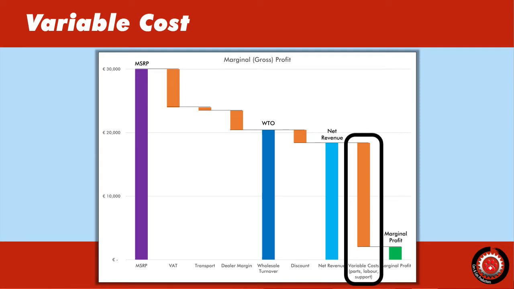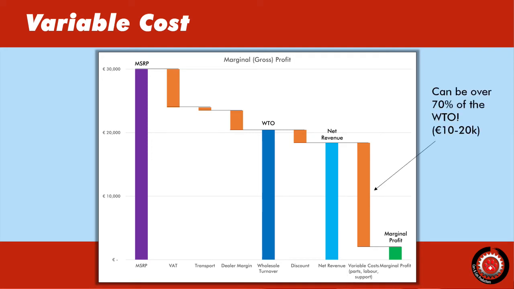You can see here in this case it's about 70 to 80% of the wholesale turnover of the car that is that variable cost. So that's somewhere between $10,000 and $20,000 or euros. It's a huge amount. And if you think that minimum amount can't really be massively reduced, that's why small cars like city cars really struggle to make money at all, because that variable cost doesn't change a huge amount depending on the size of the car.